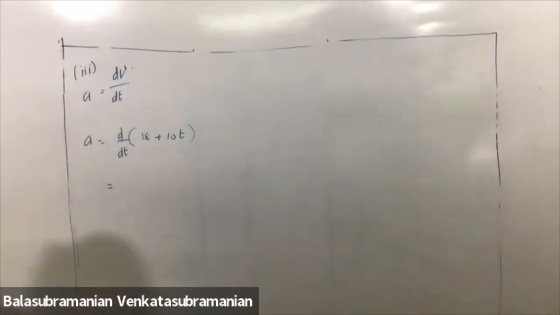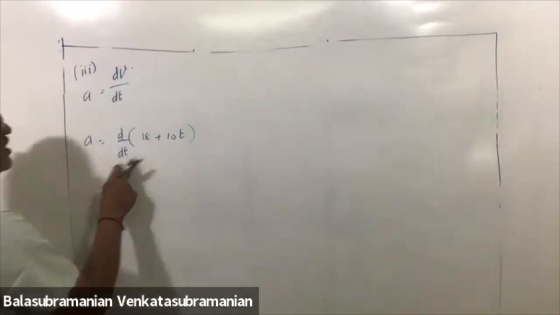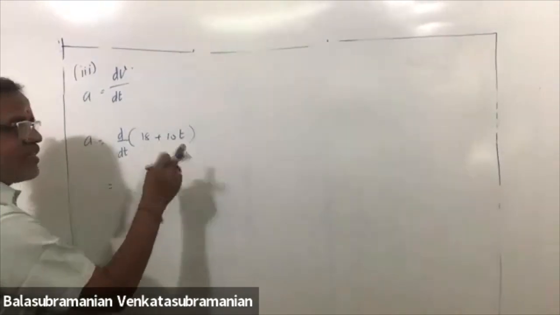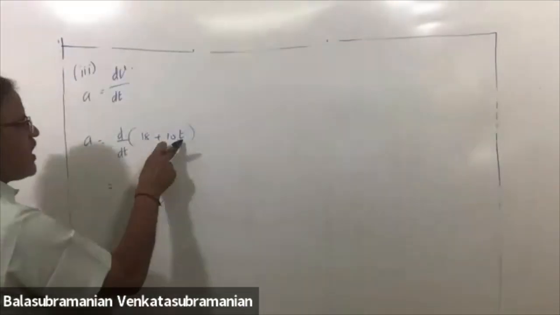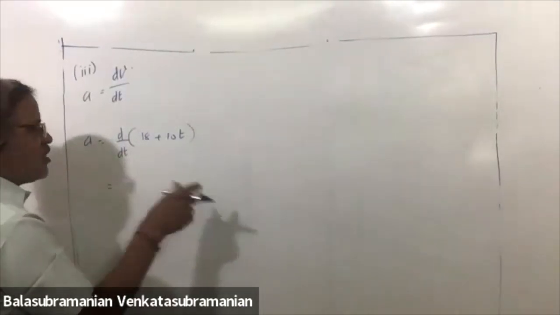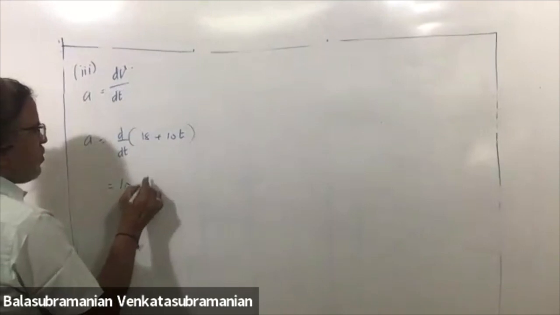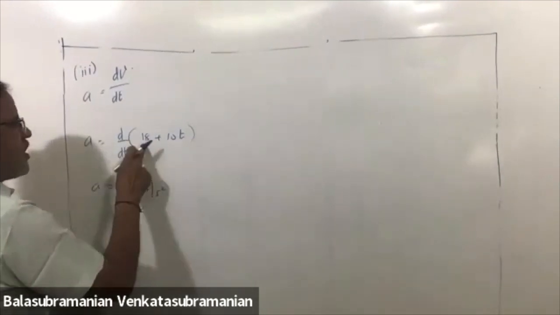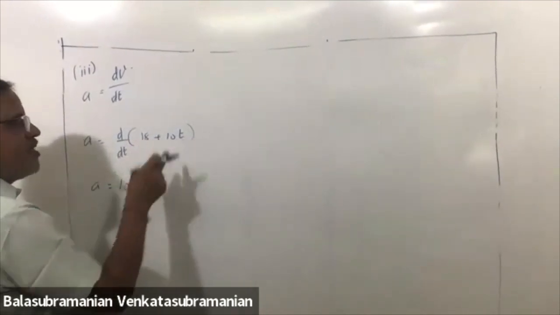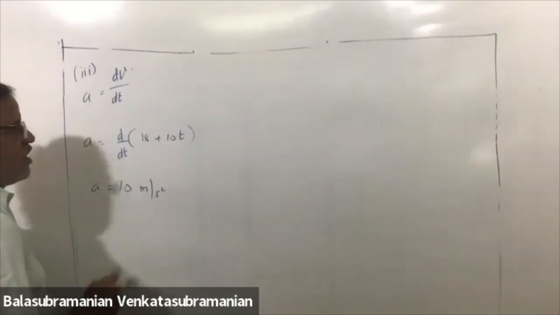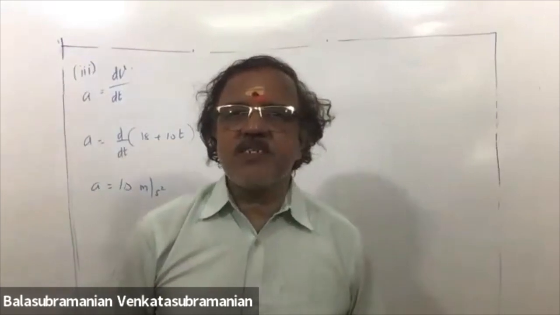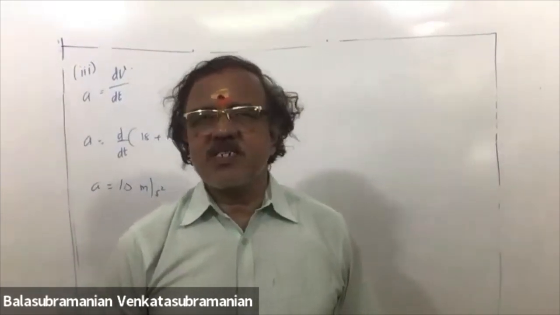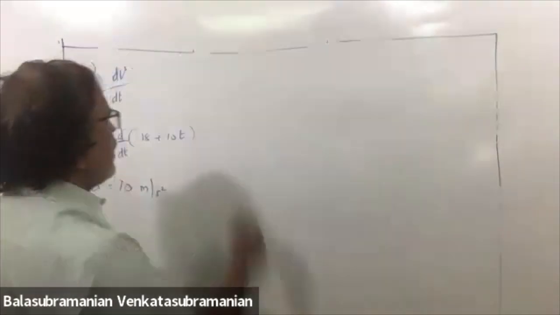Instantaneous, at that moment. When you differentiate this, you cannot substitute t is equal to 2 here. You have to differentiate t with respect to t. The answer is 1. This will become 0. This will become 10. dt by dt is 1. So remaining is 10. 10 meter per second square is the acceleration. Okay. Fine. Next.